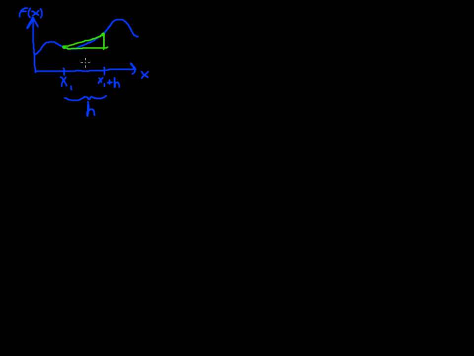Okay, now this side is h. And this side is f of x1 plus h minus f of x1, right? It's the difference in height between these 2 points.